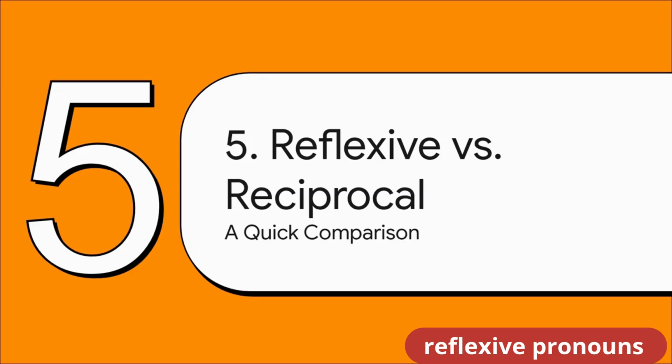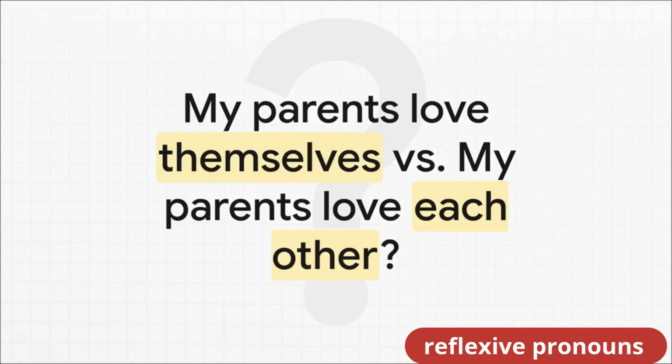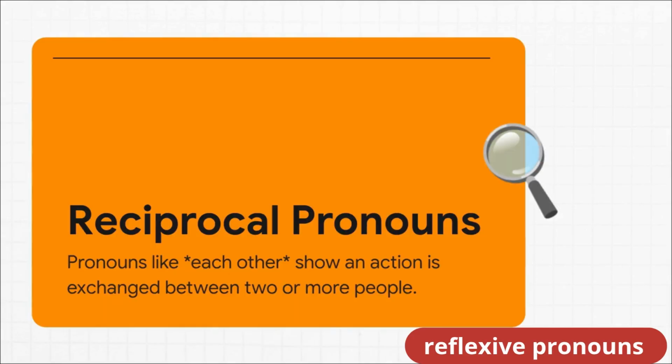All right, for our final point, let's zoom out just a little bit. We're going to compare these reflexive pronouns to another type that can cause a whole lot of confusion, reciprocal pronouns. Now, both of these sentences are perfectly correct, grammatically speaking, but their meanings are worlds apart. The first one, my parents love themselves, kind of suggests that my mom loves herself and my dad loves himself. The second one is about the love they share for each other. See the difference?